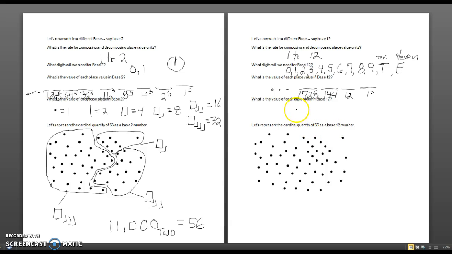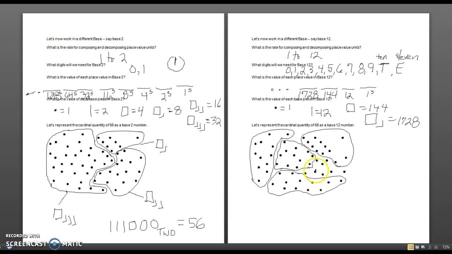All right, so now I'm asking, what is the value of each base piece? So our babies are ones. Our longs are 12. Our flats are 144. Not that we're going to need it, but our shadows are equal to 1,728. Okay, I'm going to pause and do some grouping.